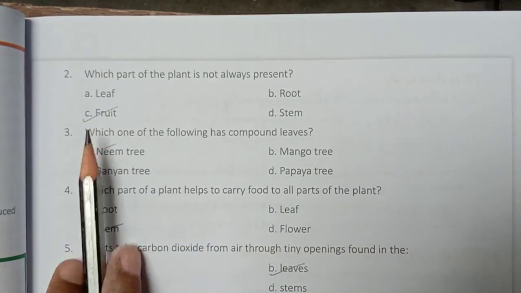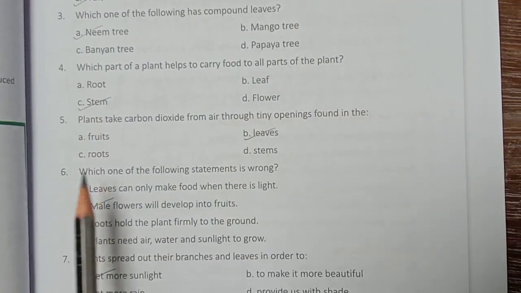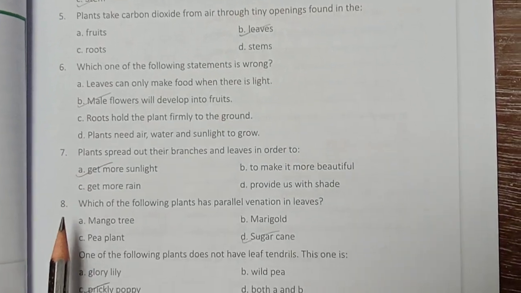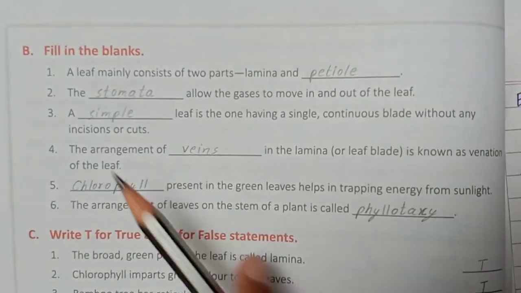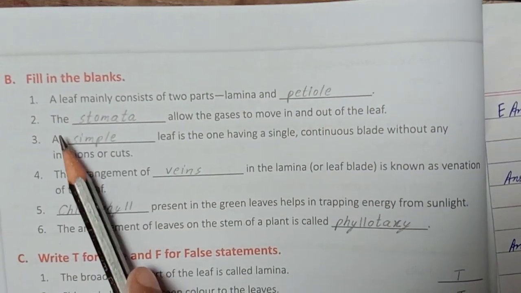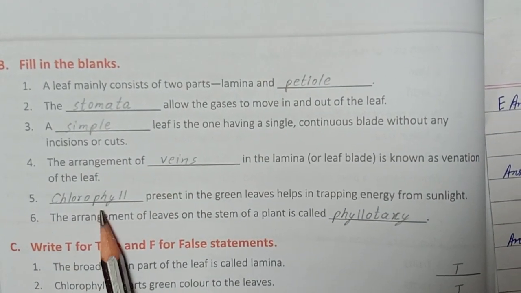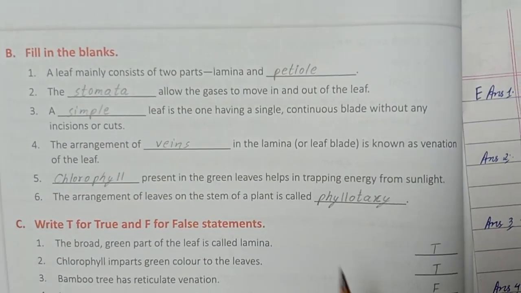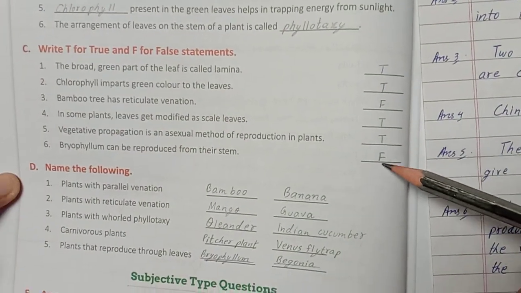Here we have choose the correct answer. The first one is C, 2C, 3A, 4C, 5B, 6B, 7A, 8D, 9C, 10B. Next, fill in the blanks. The first one is petiole, second one is stomata, third is simple, fourth is veins, 5 is chlorophyll, 6 is phyllotaxy. Next, true and false. True, true, false, true, true, false.